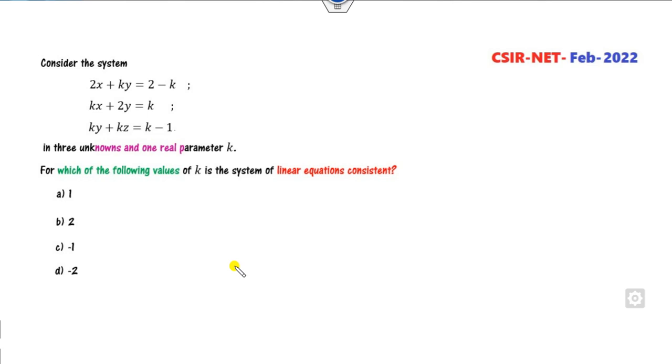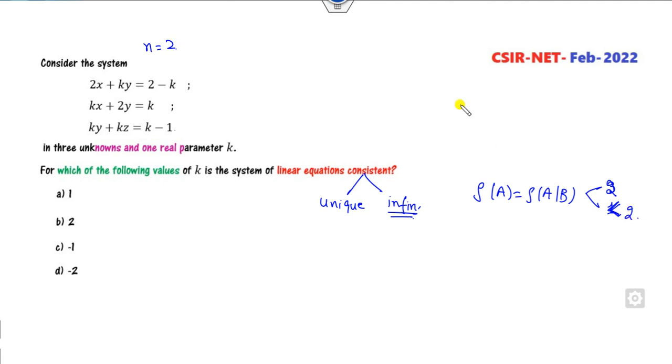Which of the following is consistent? Consistent means either a unique solution or infinite solutions. Now the number of columns is 2, so my target is to find the rank of A, either 2 or less than 2. That's very simple.